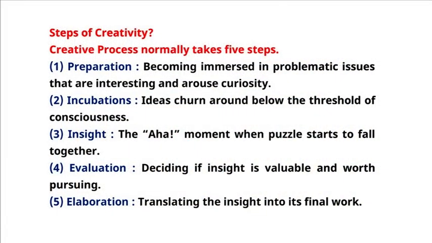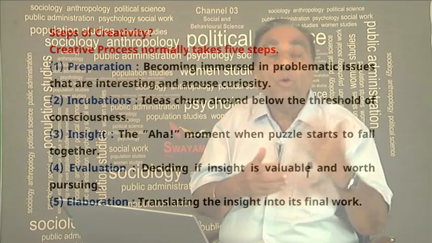Now, what are the steps of creativity? Creative processes normally take 5 stages. Number 1, preparation: being immersed in a problematic situation that is interesting and arouses creativity. When will the creativity come? He says that when the situation is problematic, there are problems, no doubt, and we are interested, that curiosity creates ways to solve the problem.